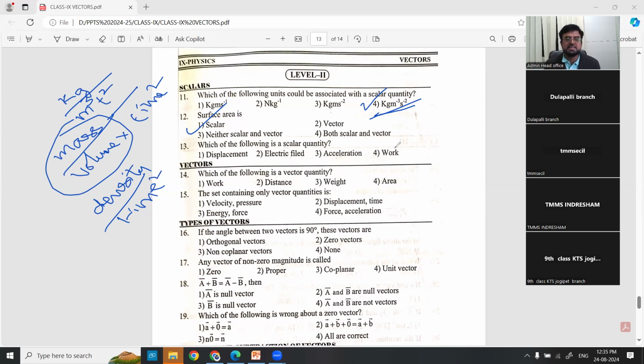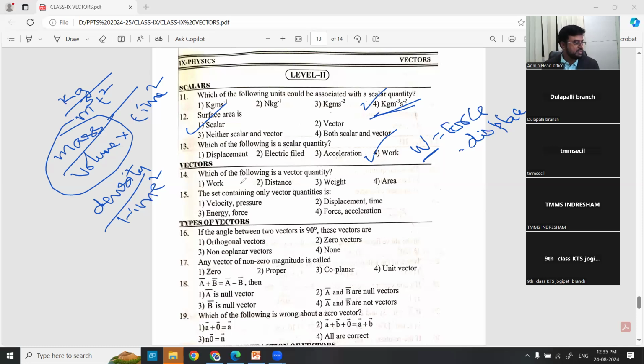Which of the following is a scalar quantity? Very interesting. The most important one is work. Because we know work is equal to force into displacement. Force is a vector quantity, displacement is also a vector quantity, but the resultant is a scalar quantity. Dot product will come across later when you are learning about the multiplication of vectors. So work is a scalar quantity out of the other 3.